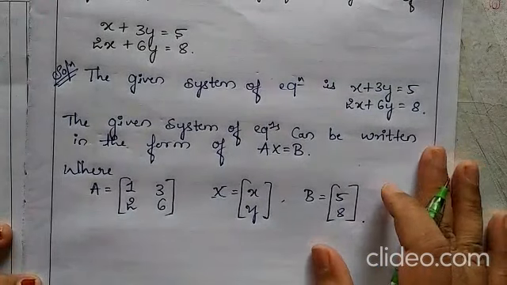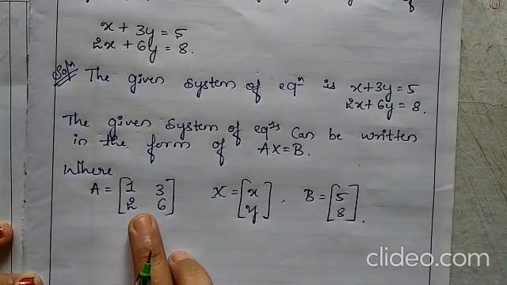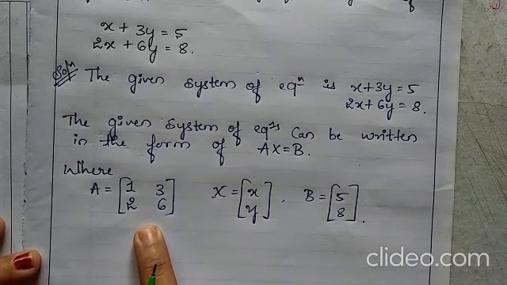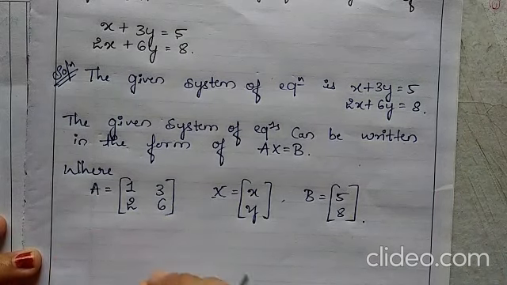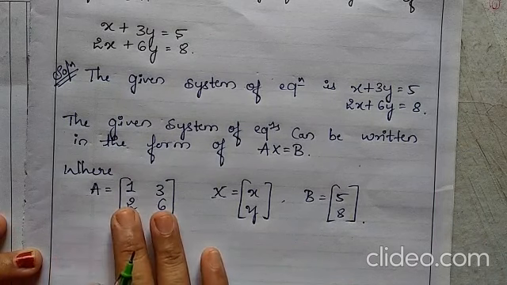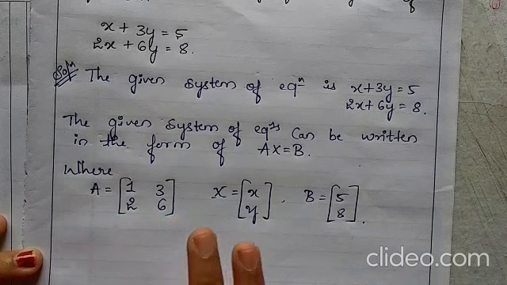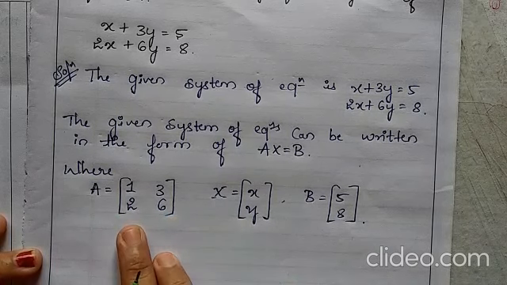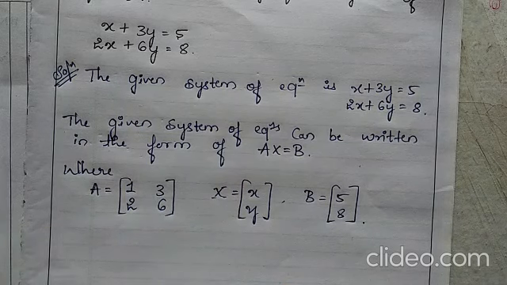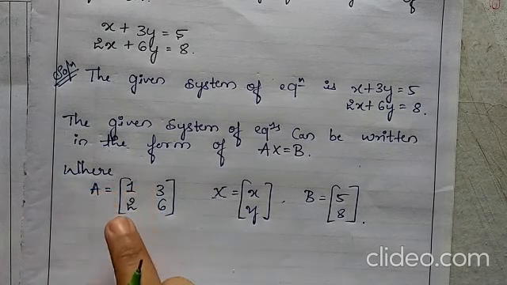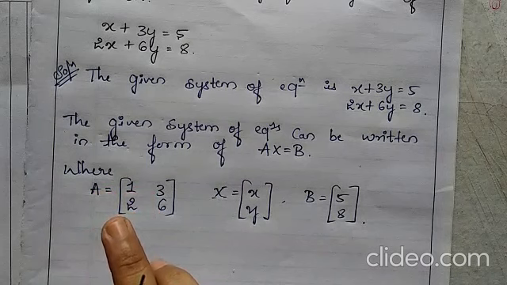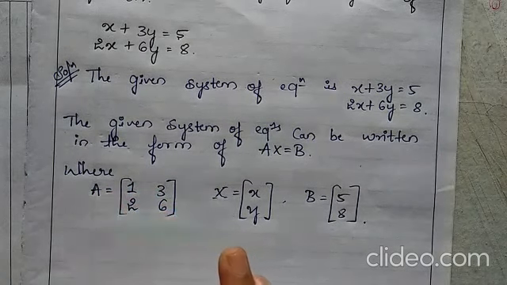Here we need to check whether the matrix A is singular or non-singular. What do you mean by a singular matrix? If its determinant is equal to 0, then the matrix is said to be singular. If its determinant is not equal to 0, then the matrix is non-singular. We already know that only for a non-singular matrix does A inverse exist. If it is singular, we have a few more conditions to follow.